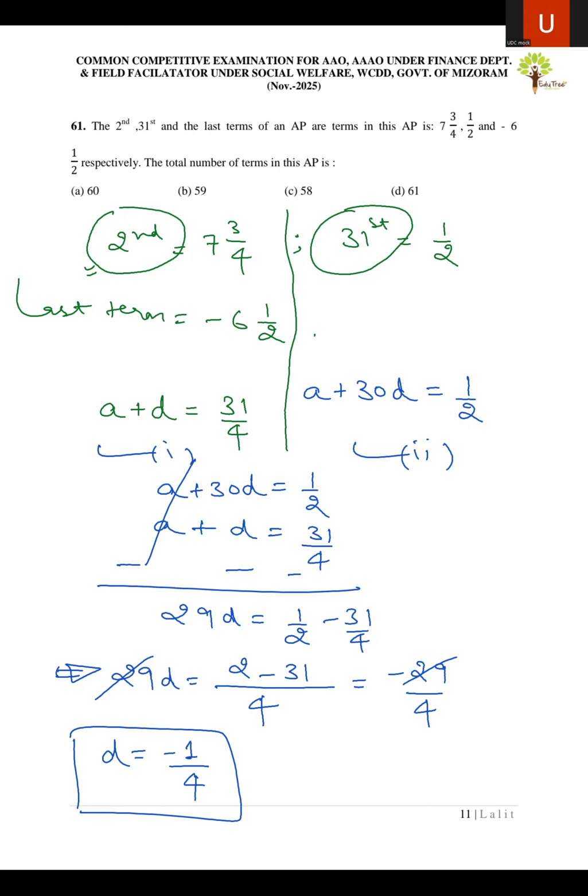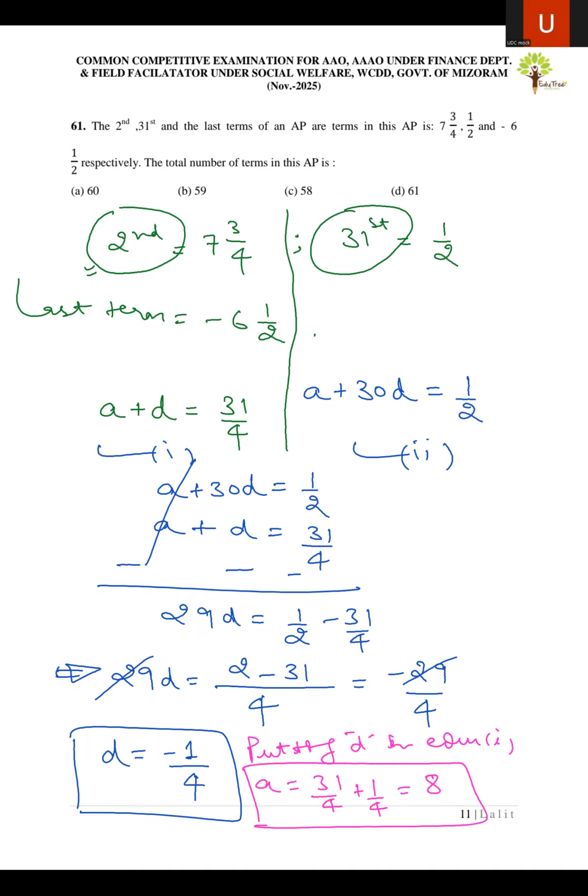Now putting d in any of these equations, putting d in equation 1, how much will you get? If we put d in equation 1, we'll get a equals 31 by 4 plus 1 by 4. So this will be equal to 32 by 4, that is 8. So a equals 8. So total number of terms we have to find. Now this was also given to us, that last term. So the formula is an equals a plus n minus 1 multiplied by d.